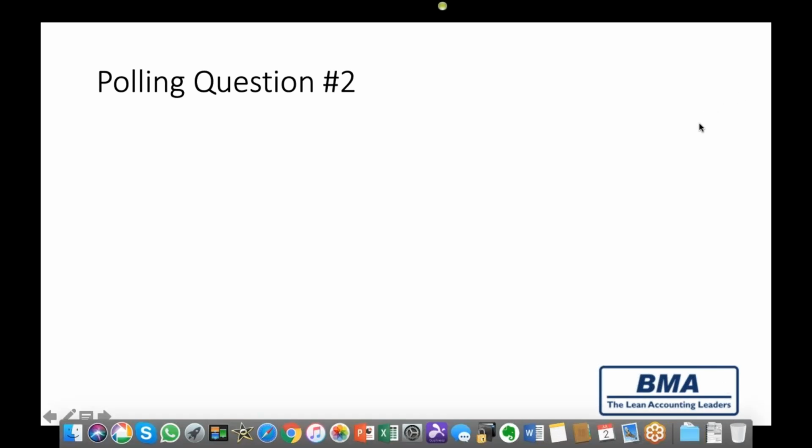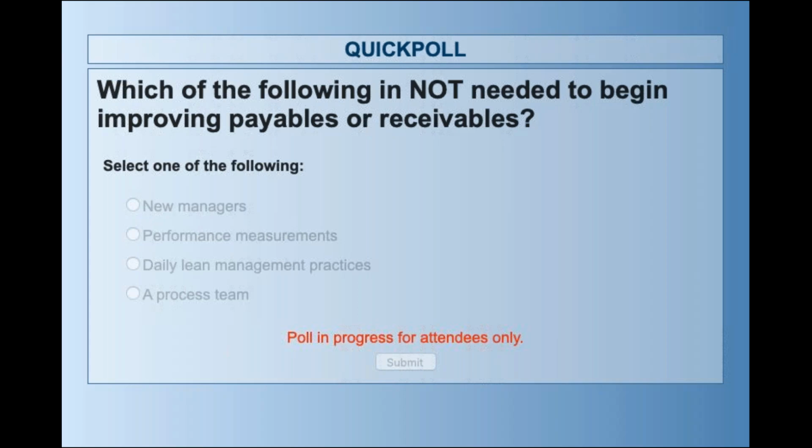So, polling question number 2. Let me open up the poll. Hold on one second. So, here is the question. Which of the following is not needed to begin improving payables or receivables? New managers, performance measurements, daily lean management practices, or a process team? We have about 20 seconds left to make your selections.